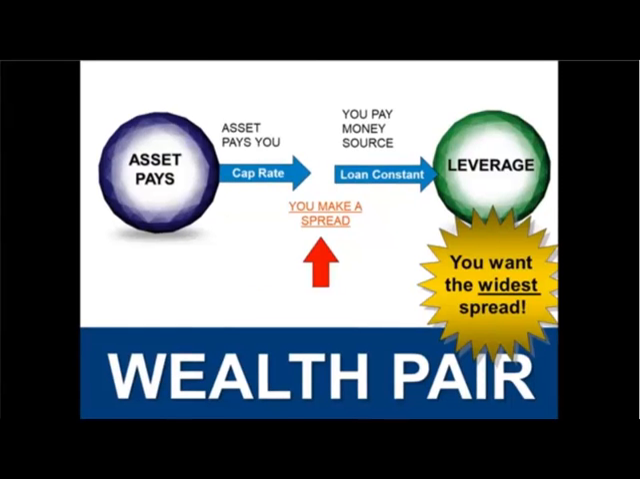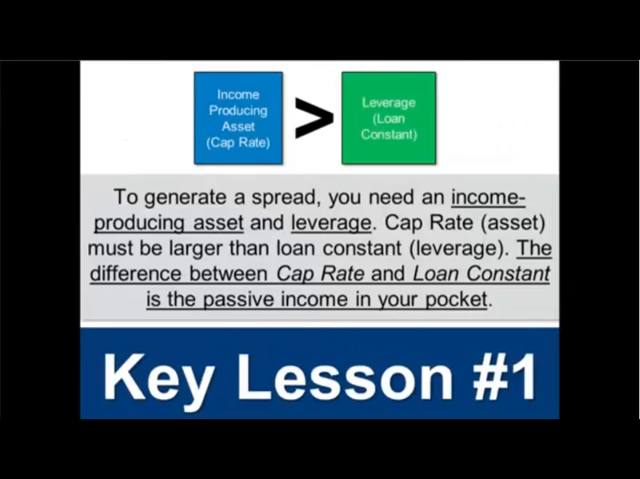So here's a key lesson for module number 1. Now we're just going to touch on 2 modules in this training. There are many, many modules we do in the live training, but we want to make sure we give you the first 2 lessons. The first one: to generate a spread, you need 2 sides. You need an income-producing asset, and you need leverage. The cap rate, which comes from the asset, must be larger than the loan constant, which is from the leverage. So the difference between the cap rate and the loan constant is the passive income that goes into your pocket. That's the key lesson for number 1.